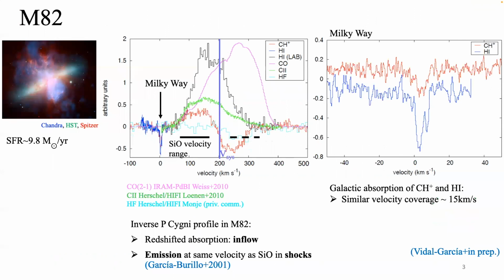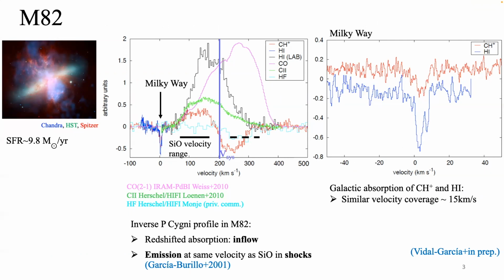One of these local starbursts is M82, of which you see a beautiful picture here, that also has an outflow and a fountain that has been traced and observed for gases at different phases, some of which you see the profile of in the central panel, such as CO, HI, C+, or CH+ here in red. This profile of CH+ is an inverse P Cygni, where you see a redshifted absorption, which is tracing the gas that is inflowing back to the galaxy in the fountain.